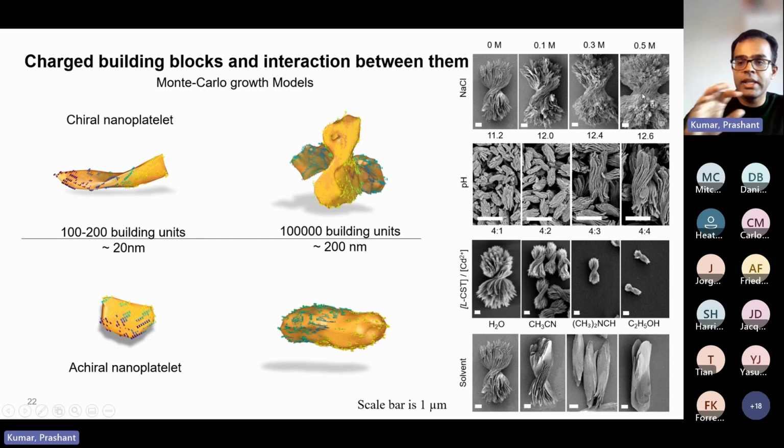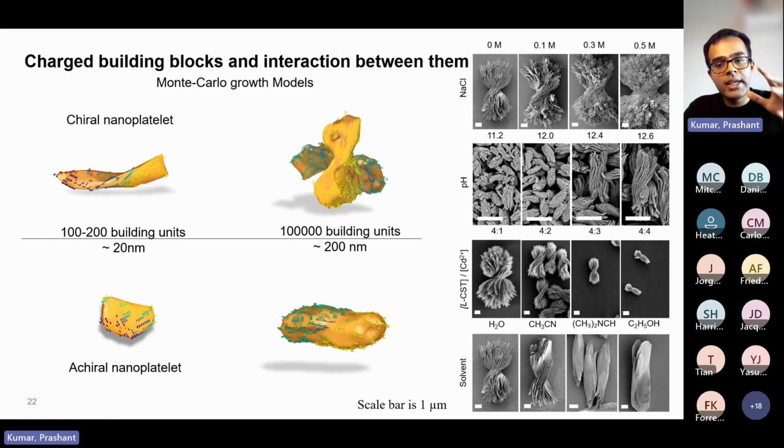So we can have this very nice one-to-one correlation between what are the electrostatic interactions at the molecular level and how they are translating all the way up to the micron level. And pH, until now, I have not talked about this, but is actually the most important factor which determines whether you can form a bow tie or not.